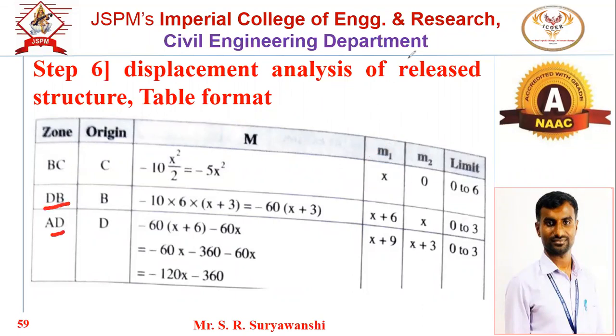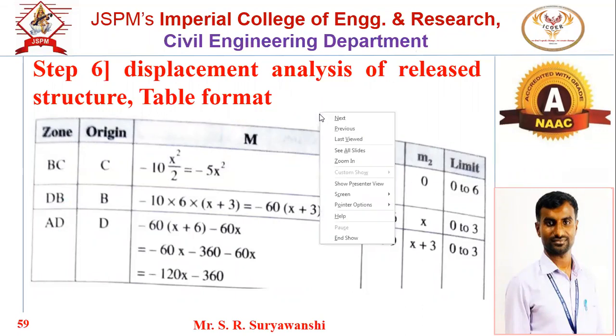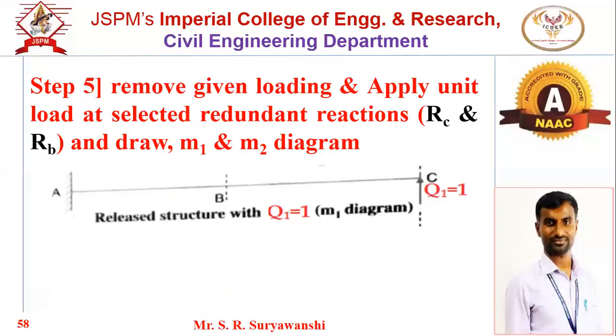DB and AD zone. So again go back to the M1 diagram. This is our M1 diagram. For this M1 diagram, the next zone is the DB zone. For this DB zone, origin is what? B point. And the section line will be there. This distance is 3 meter. Now for the DB zone, B point is the origin.